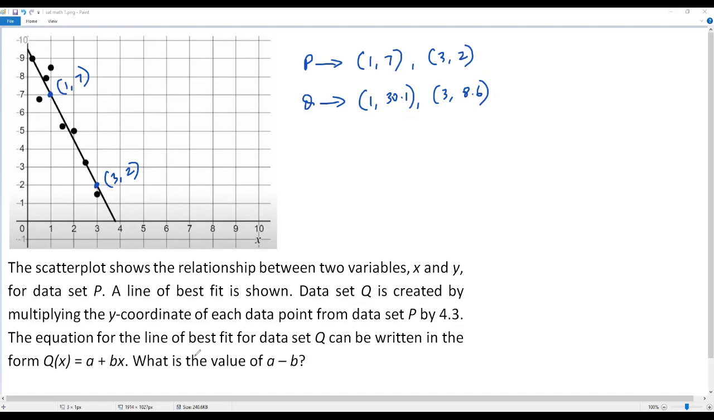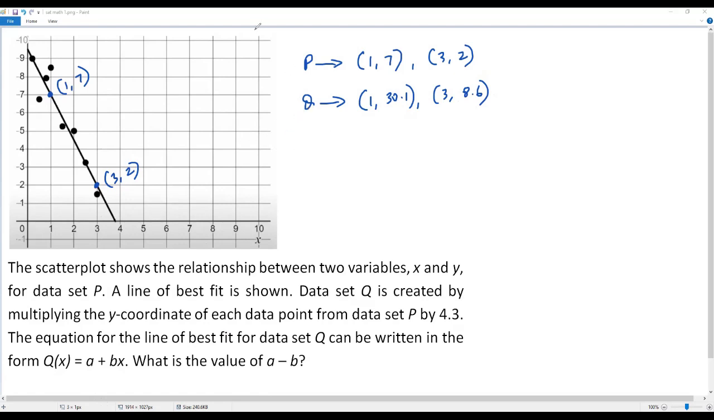Our aim is to get the equation for the line of best fit for data set Q. Once I get that equation, it can be compared with the equation we have over here. When I do so, I'll be able to get the values of the constants a and b. So from the values of a and b, I'll be able to get the value of the expression a minus b. Since we are trying to find the line of best fit, it will be a linear equation, and we can get the equation for data set Q in slope-intercept form.